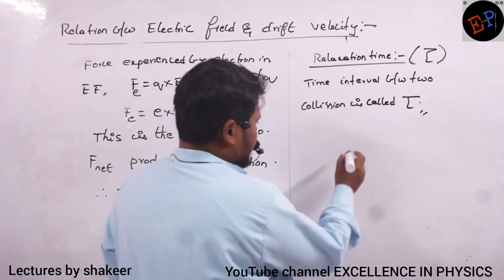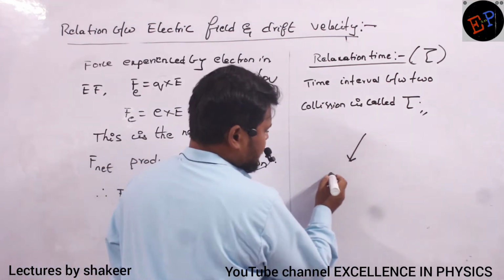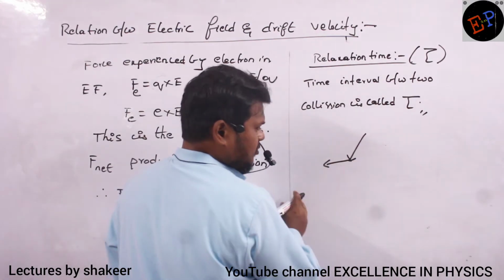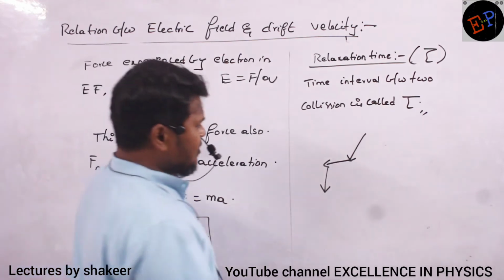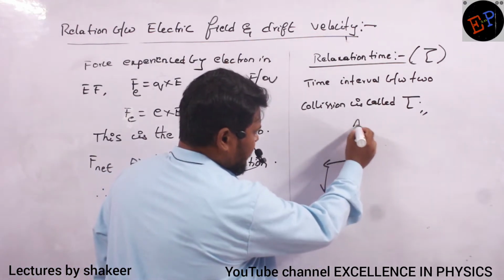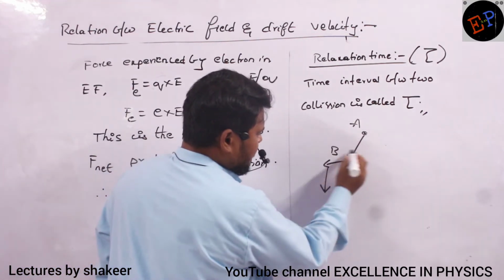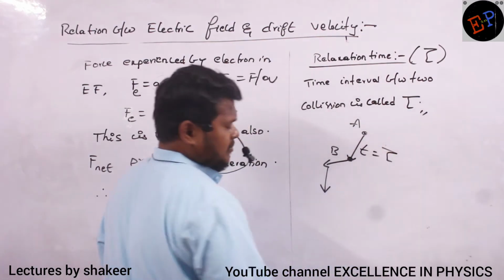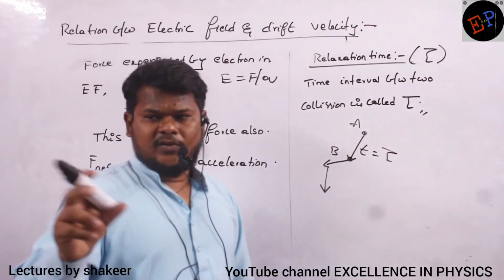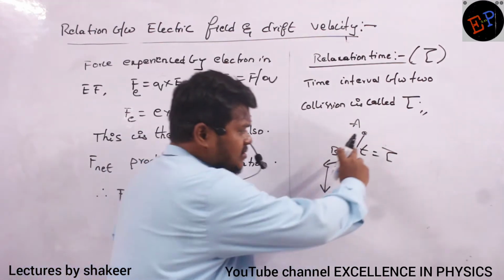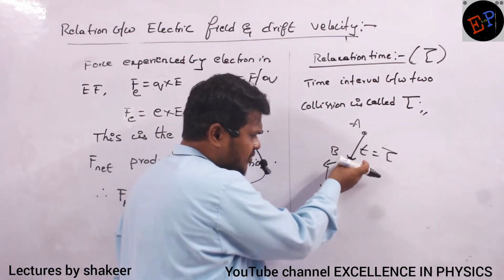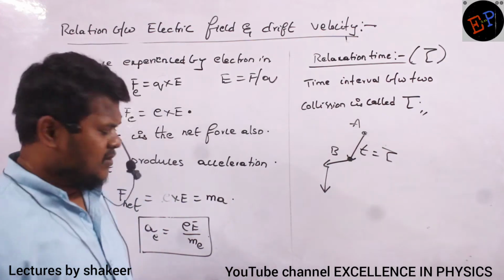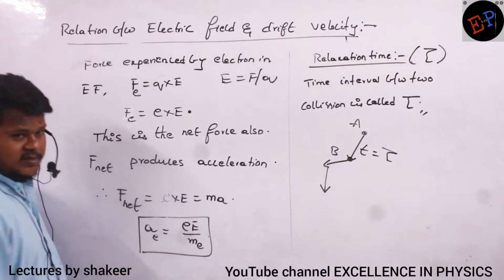For example, one electron is traveling like this, one collision happened, it again moved like this, one more collision happened, it moved like this. So to travel from point A to B, the time taken is called tau, the relaxation time. Time interval between two collisions. In this time interval only the velocity of the electron increases, with this much acceleration.